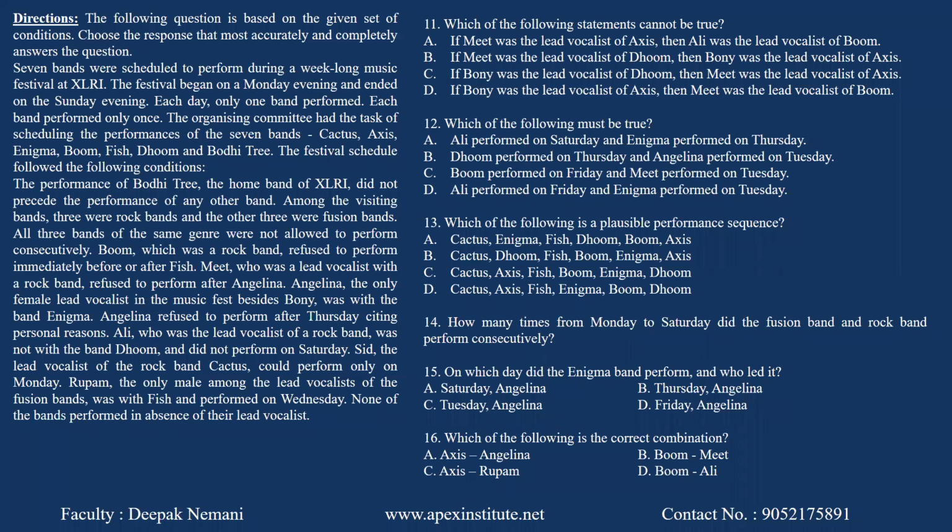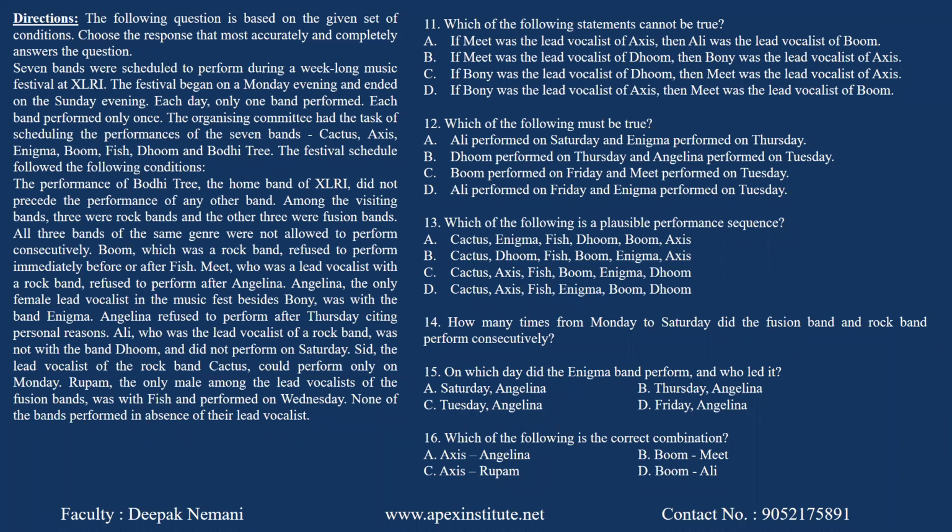Now the performance of Bodhi, the home band of XLRI, did not precede the performance of any other band. So this should be on the last day of the week. So Bodhi should be on Sunday. Then among the visiting bands, there were 3 rock bands and 3 fusion bands. So we need to categorize each band into either a fusion band or a rock band. All 3 bands of the same genre were not allowed to perform consecutively. So you cannot have all the 3 rock bands performing on 3 consecutive days, and same for fusion bands.